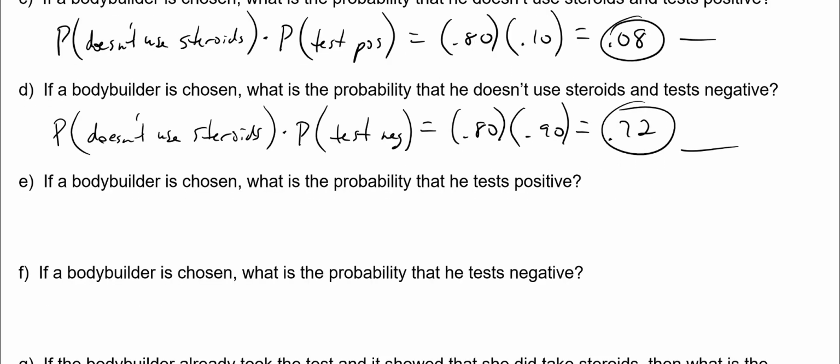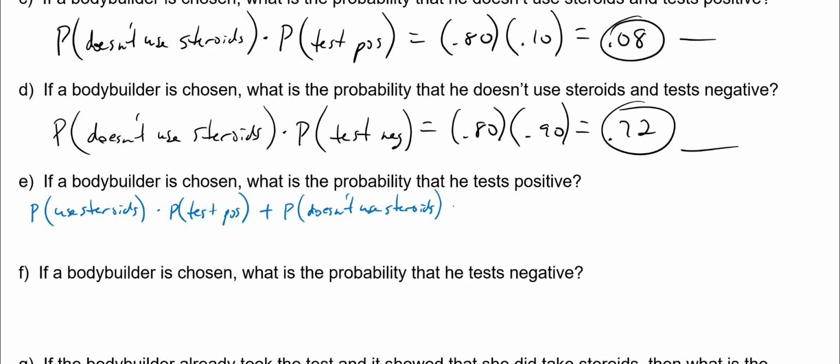Okay, so again, it's an or, and so you're going to write out here, I guess I'll do it in blue, probability of using steroids times probability of test positive, which we calculated already, but I'm going to write this out again, or the probability of doesn't use steroids and test positive.